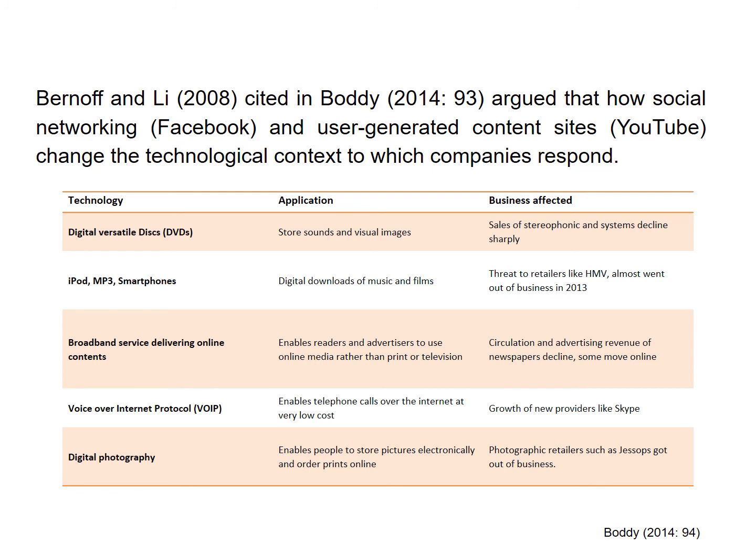Digital photography enables people to store pictures electronically, and order prints online. Photographic retailers such as Jessops went out of business. But even if you look at Kodak, with film, people used to take pictures and then have the film developed. They've gone out of business, and yet they were the first company who pioneered the first digital cameras. But they didn't really grasp that opportunity. They didn't lead the way forward. So again, a mistake there.